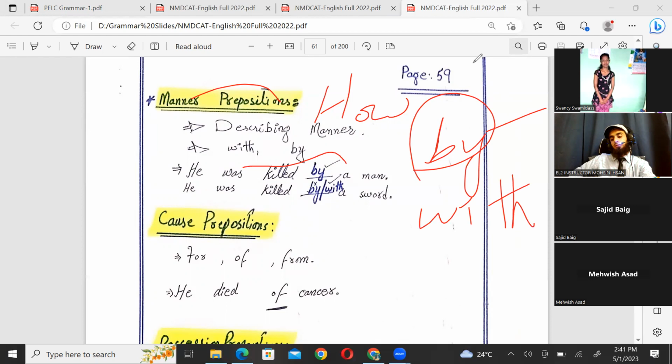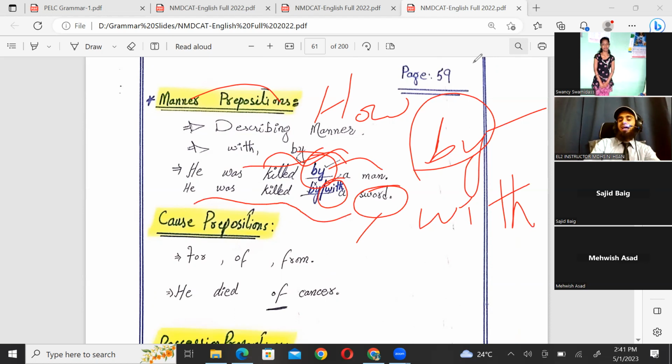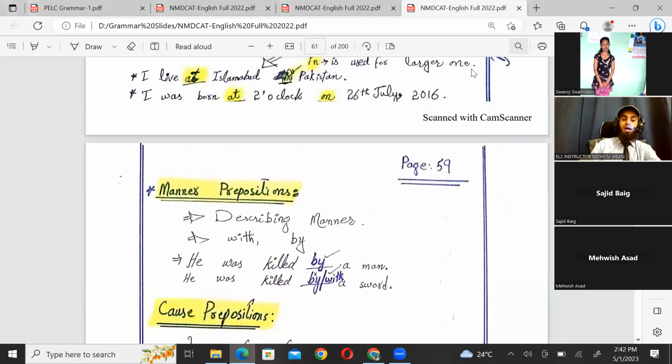Why is it not correct? Because if there is an object, we will use "with," like a knife. Very good. Yes, with objects which are non-living, we are supposed to use "with," but with living beings, we must use "by." Like he was killed by a man, by a brother, by a friend, and he was killed with a sword, with a knife, not by a knife. So this is the difference between the manner prepositions.